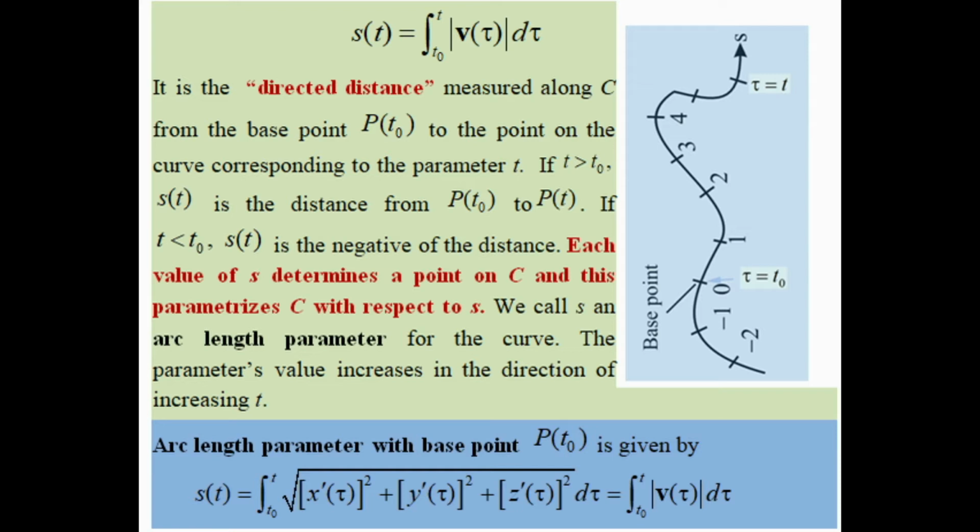That is, the arc length parameter with the base point P of t naught is given by s of t is equal to integral t naught to t square root of x prime of tau square plus y prime of tau square plus z prime of tau square d tau, which is equal to integral t naught to t absolute value of v of tau d tau.